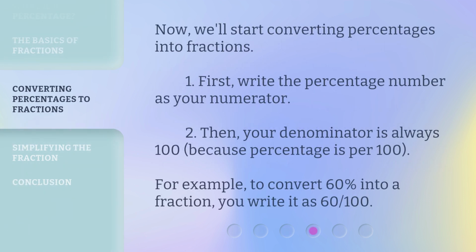Now, we'll start converting percentages into fractions. 1. First, write the percentage number as your numerator. 2. Then, your denominator is always 100, because percentage is per 100. For example, to convert 60% into a fraction, you write it as 60/100ths.